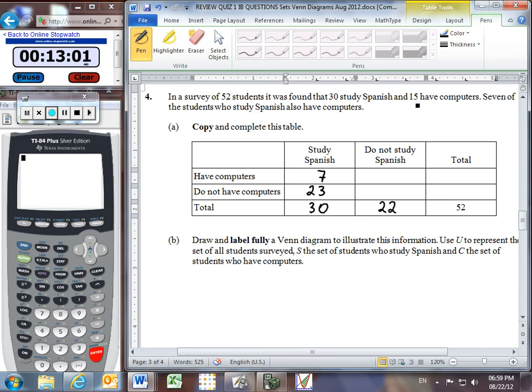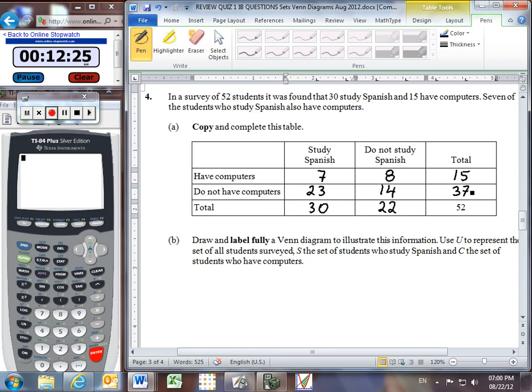Furthermore, we've been told that there are 15 students with computers, so the total students who have computers would be 15. Well, that must mean then that there's only 8 students of our 15 total computer owners who do not study Spanish because the other 7 do. We're almost finished. Of all the 22 non-Spanish studiers, 8 of them do have computers. How many do not? There must be the other 14. And so how many do not have computers total? Well, we got these 23 and these 14, giving 37.